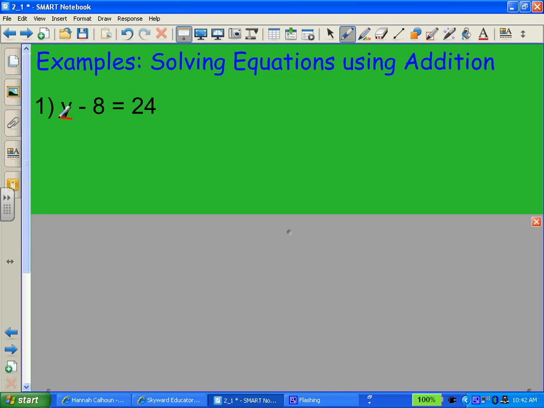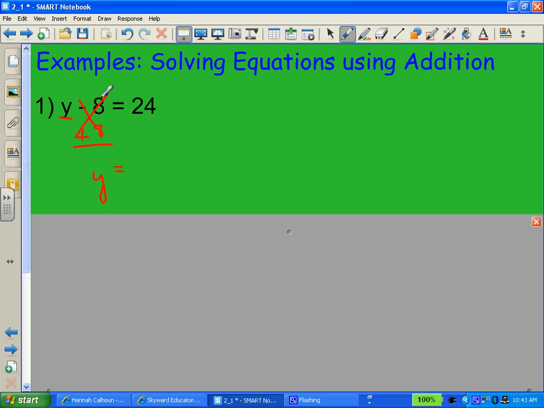Well, in this we have y minus 8, so y is being subtracted by 8. We have to undo that. The opposite of minus 8 is plus 8. And you'll see here, negative 8 plus 8 is 0. That's going to cancel out, so all I'll have left is y.